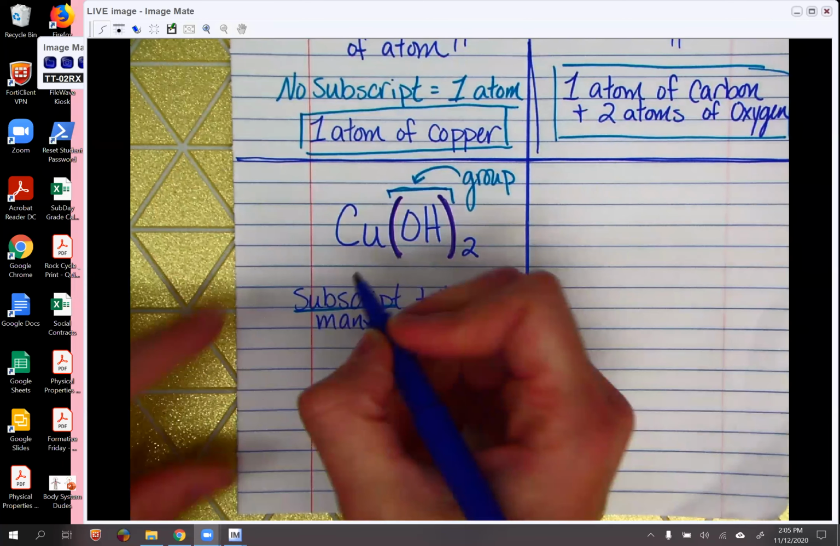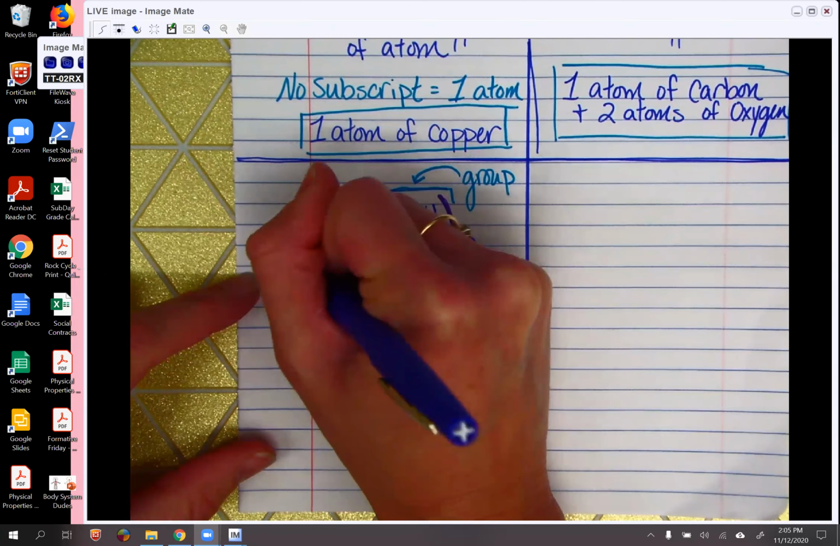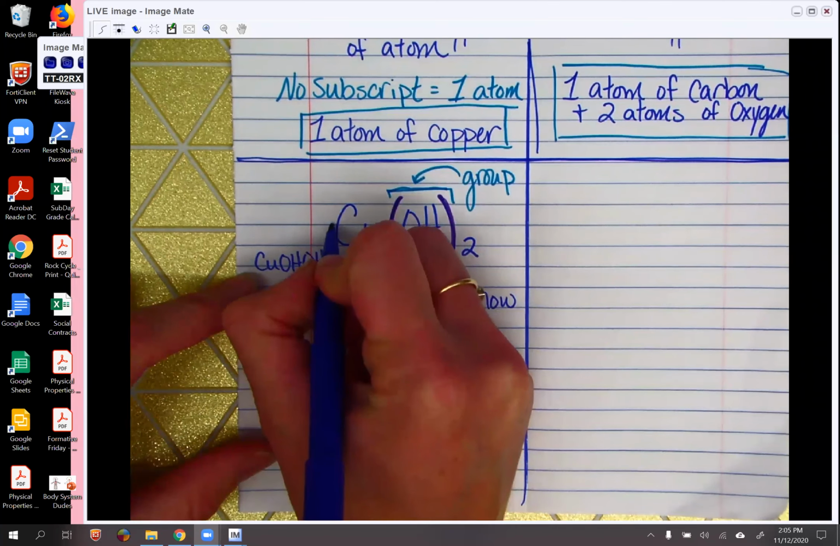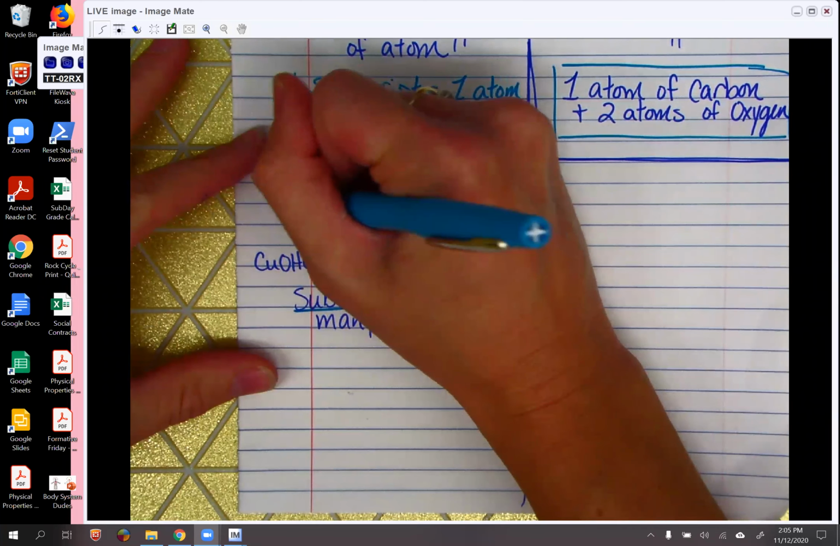So this is the same as writing Cu, OH, OH. Again, we just combined the parts that were the same together. But it's still just 1 molecule.